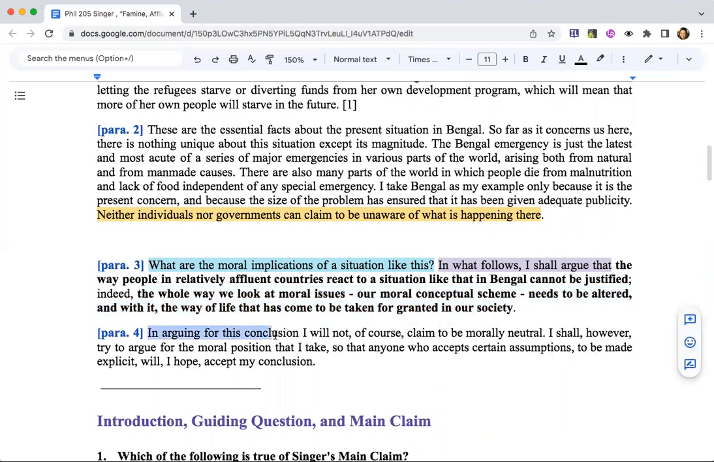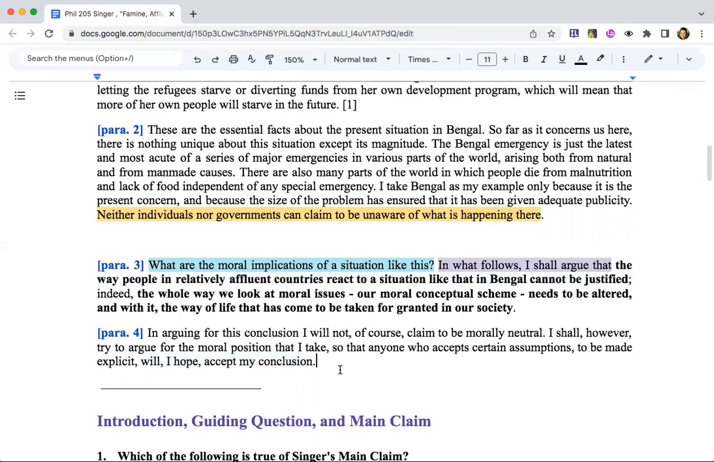In arguing for this conclusion, I will not, of course, claim to be morally neutral. I shall, however, try to argue for the moral position that I take, so that anyone who accepts certain assumptions, to be made explicit, will, I hope, accept my conclusion.